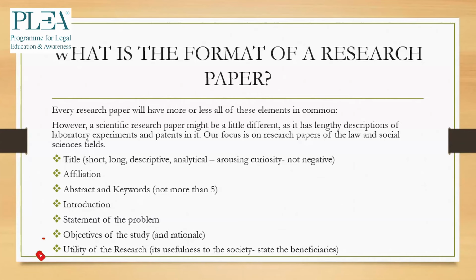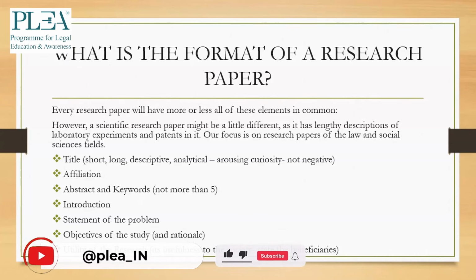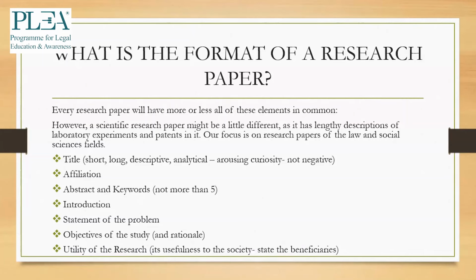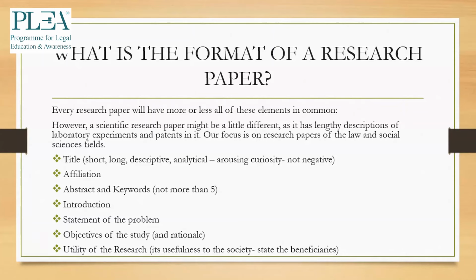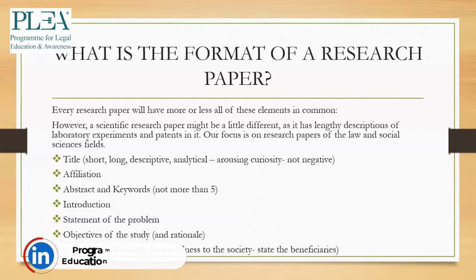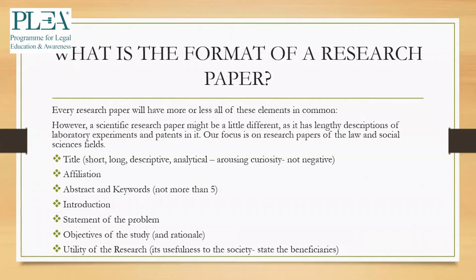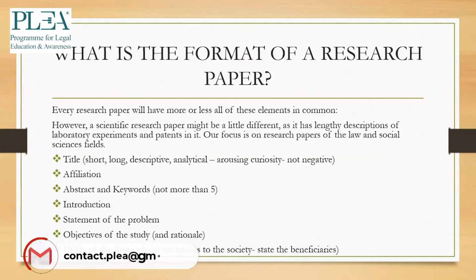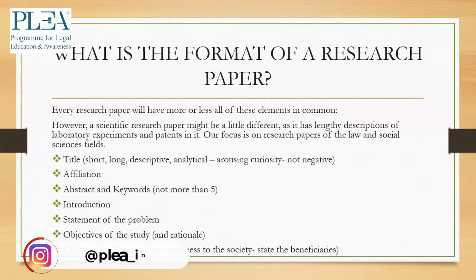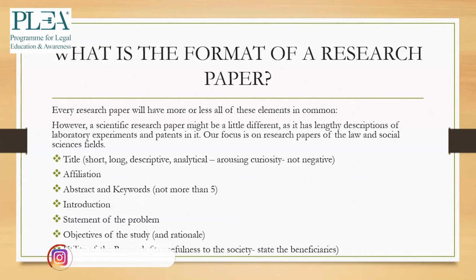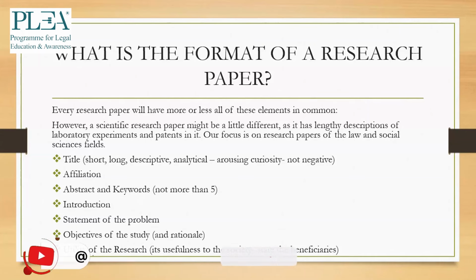Keywords. After the abstract or the summary, you have to also highlight certain key areas of your research. Keywords should be not more than five. Four to six, maximum we say is five. Suppose you're working on domestic violence as your research area. So, what would be the keywords? Domestic violence in India, suppose that is your topic. Think of the keywords. Domestic violence is one of the keywords. Another would be household relations. Another one would be gender justice.